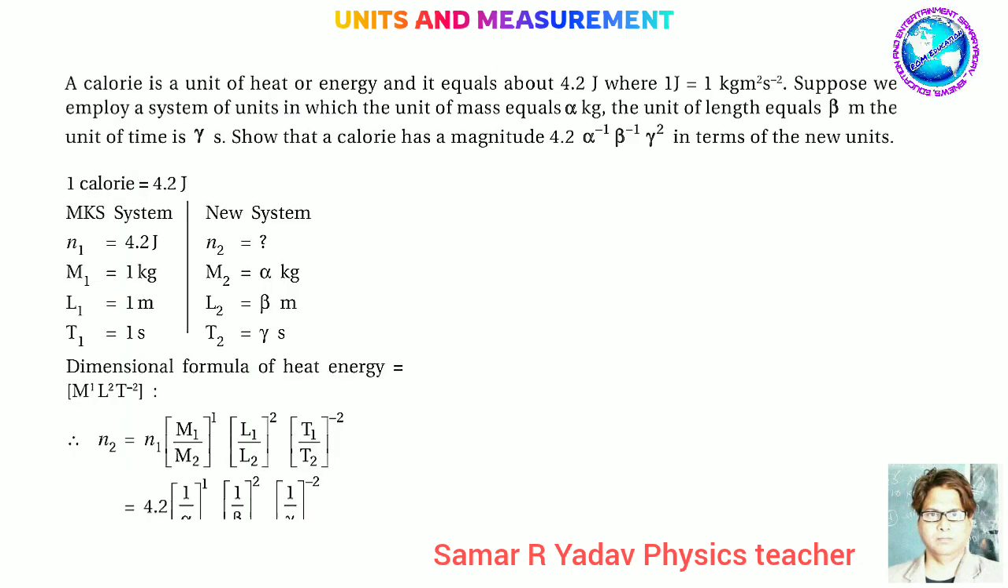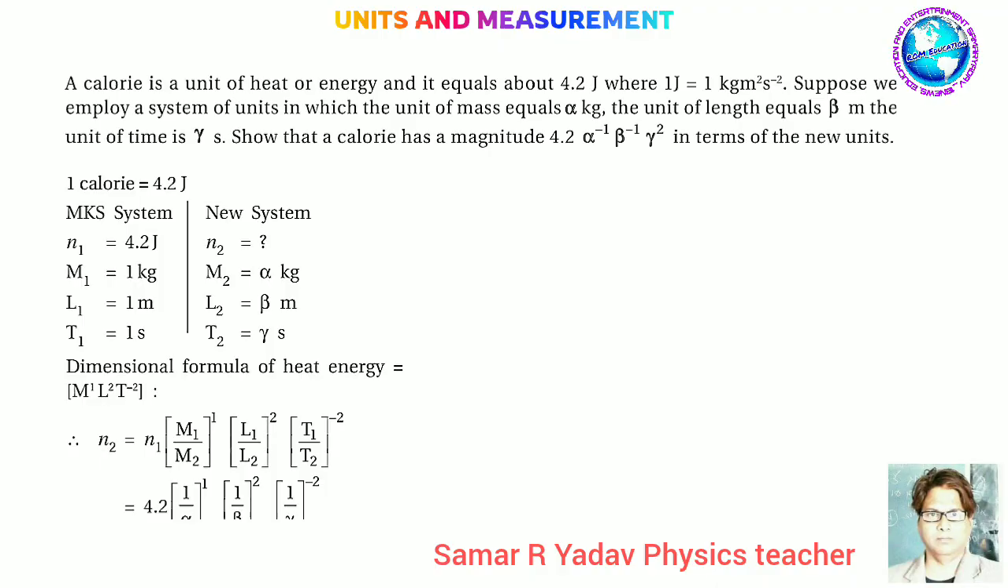A calorie is the unit of heat or energy, and it equals about 4.2 joule, where 1 joule is equal to 1 kg meter square per second square. Suppose we employ a system of units in which the unit of mass equals alpha kg, the unit of length equals beta meter, and the unit of time gamma second, so that a calorie has a magnitude 4.2 alpha^-1 beta^-2 gamma^2 in terms of the new units.